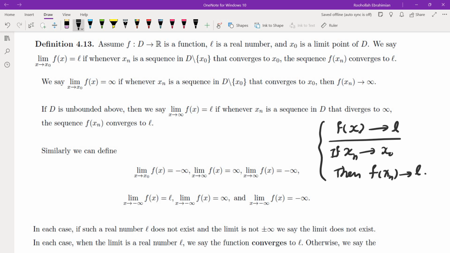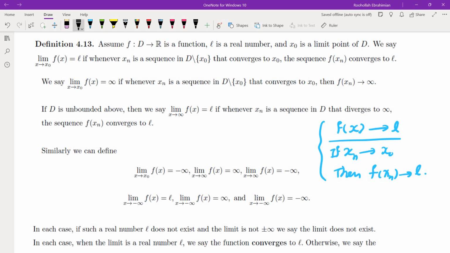Okay, so here's now the formal definition. And it's long because we have to consider a lot of different possibilities. I'm talking about infinite limits, limit at infinity. There are like many different possibilities. So assume f from D to R is a function and L is a real number and x naught is a limit point of D. So the key here is x naught must be a limit point. Otherwise, we cannot really talk about the limit of f of x as x approaches x naught.